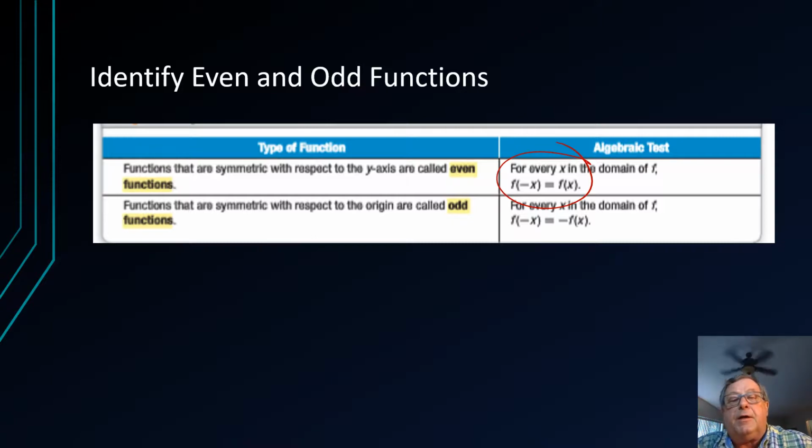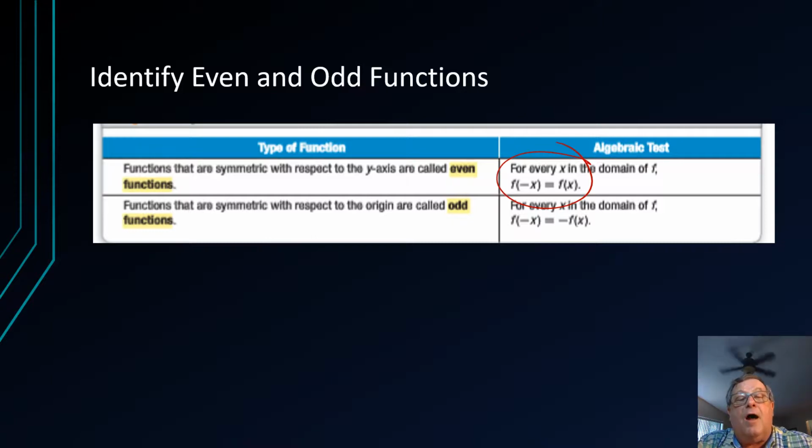Now, before we take a look at the odd functions, if we have a graph that is symmetric with respect to the x-axis, actually that's not even a function. That's just a graph of a relation.